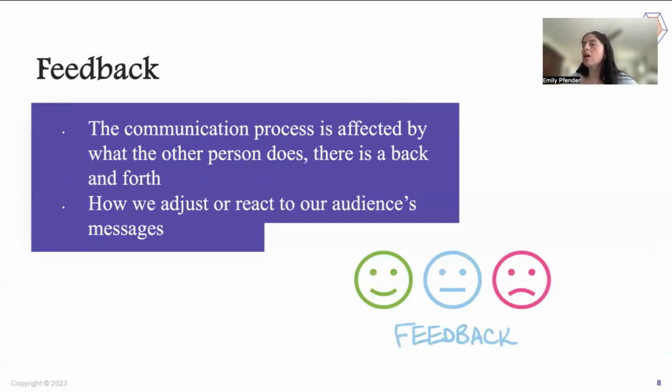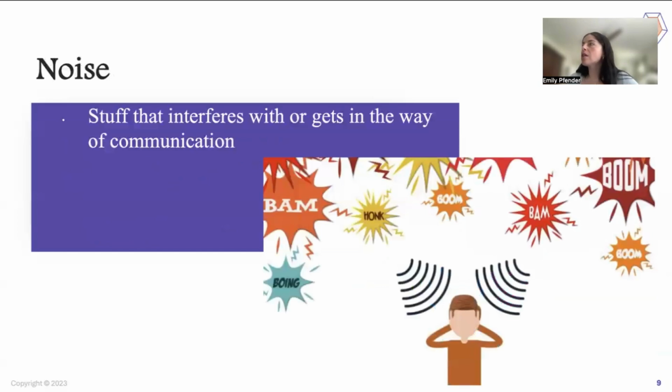Then we have feedback. So the communication process is affected by what the other person does. So there really is this back and forth. And in the context of social media, what we're really thinking about is how we adjust or react to the messages we receive from our audience. And that's our feedback. And then finally, we have noise.